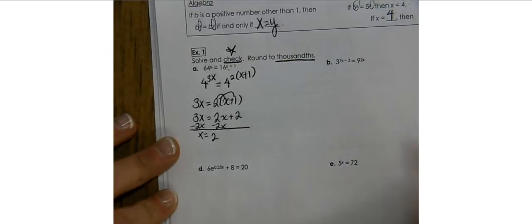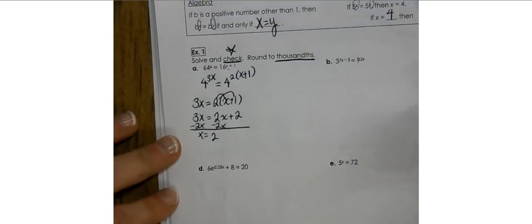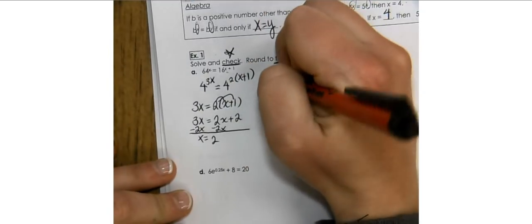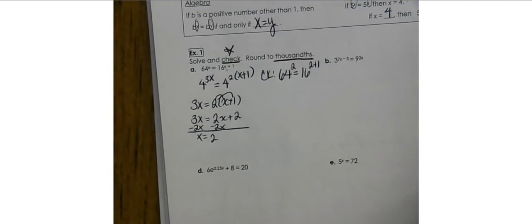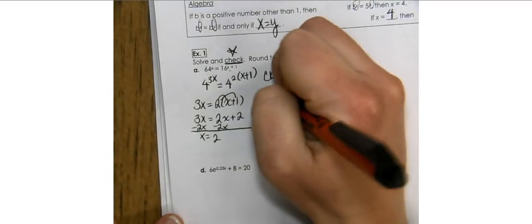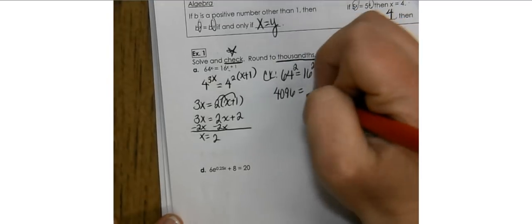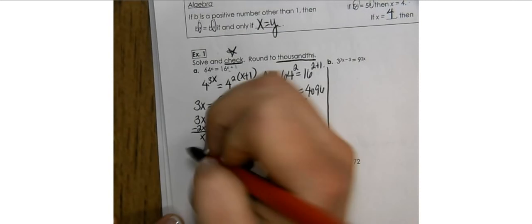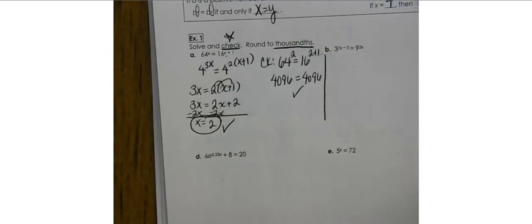So now I'm going to substitute 2 back into my original problem, and you'll probably have to use a calculator in order to check or verify your answers. So I'm going to check, is 64 to the 2nd power equal to 16 to the 2 plus 1 power? Well, 64 squared is 4,096. And 16 cubed is also 4,096. So because both of these numbers ended up equaling the same, my answer is x equals 2. It ended up working. So now let's go ahead and look at letter B.